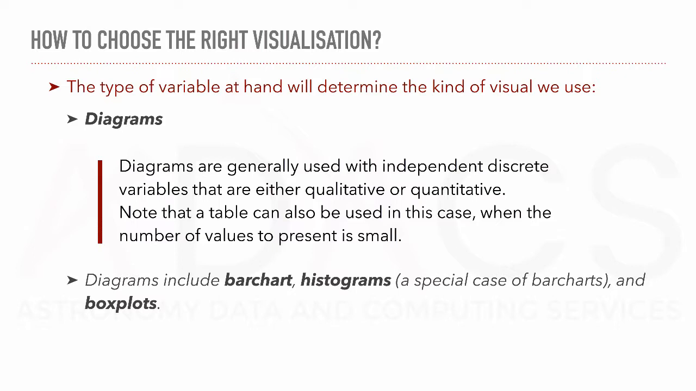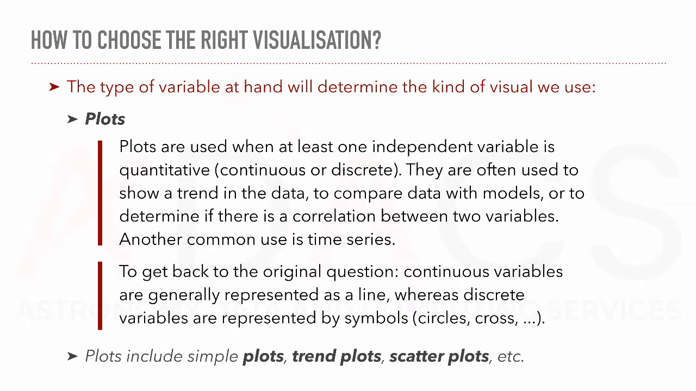Note that a table can also be used in this case when the number of values to present is small. Diagrams include bar charts, histograms, a special case of bar charts, and box plots. Plots are used when at least one independent variable is quantitative. They are often used to show a trend in the data, to compare data with models, or to determine if there is a correlation between two variables. Another common use is time series.